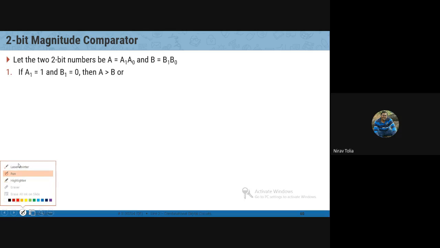If my A1 is 1 and B1 is 0, then we do not have to focus on A0 and B0, because A0 and B0 are the LSB, or you can say the least significant bit. So if my A1 is 1 and B1 is 0, then my A is greater than B.